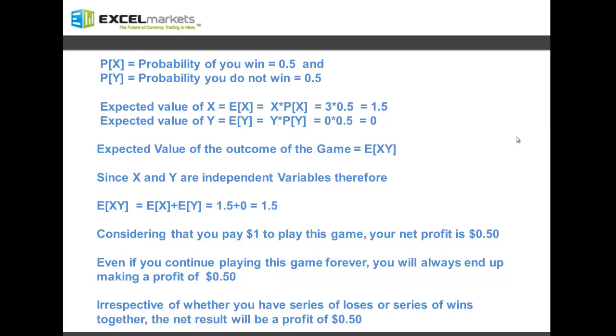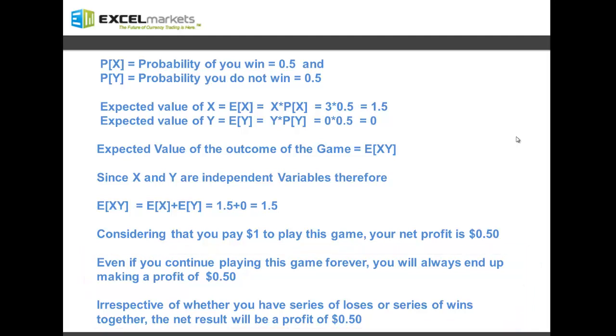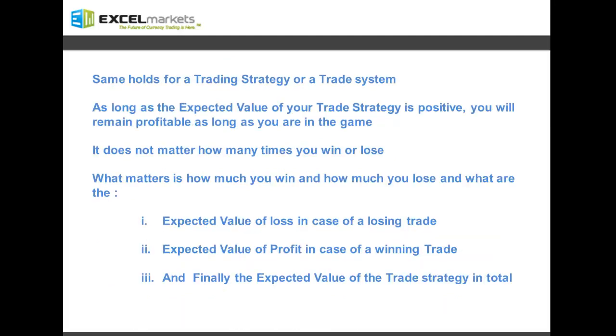So, to summarize, if you continue playing this game forever, you will always end up making at least a profit of 50 cents, irrespective of whether you have a series of losses or wins together. The net result will be a profit of 50 cents. This is the utility of calculating the expected values of your trading systems to get an estimate of whether you will be profitable in the long run. So just like how we use the concept of expected values for a game, similarly, we can use the same concept to determine the expected value of a profit or the outcome of using a trading strategy or a trade system.